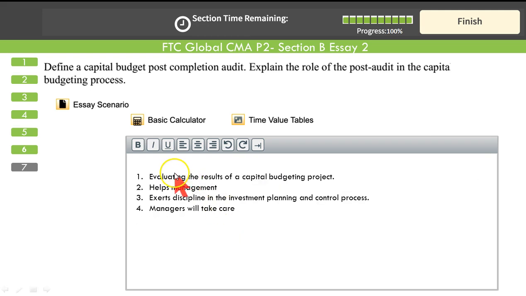So just 2 or 3 points, and you can describe in your own words. The post-completion audit is conducted with a view to organizational learning so that the mistakes we made in this project are not repeated. It will help the management make better decisions in the future. It will help the manager exert discipline in the investment planning process to avoid mistakes, and it will also identify the managers who overestimated the viability of the projects, so that in the future they will take care and do not overpaint things to make them look more viable than they actually are. So that completes your essay type 2 as well.